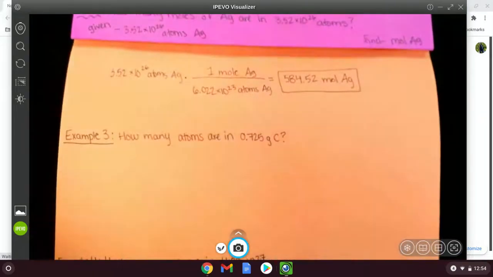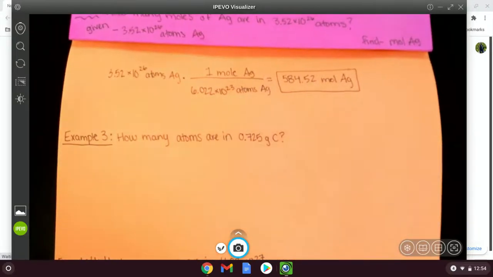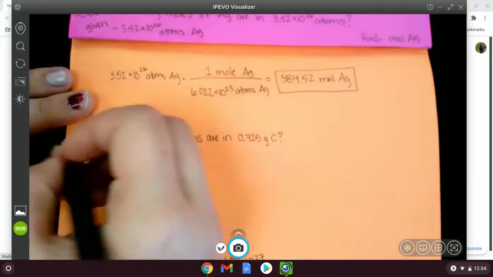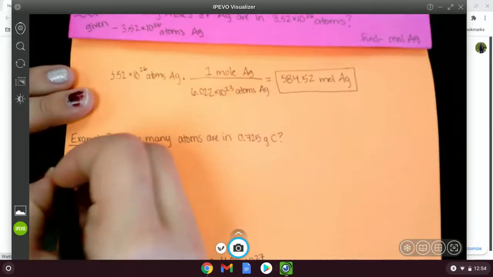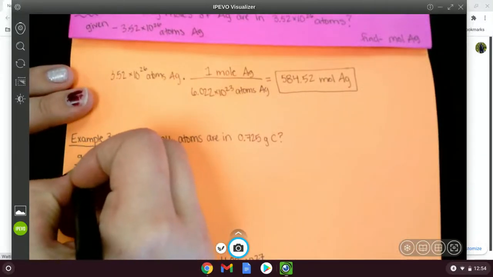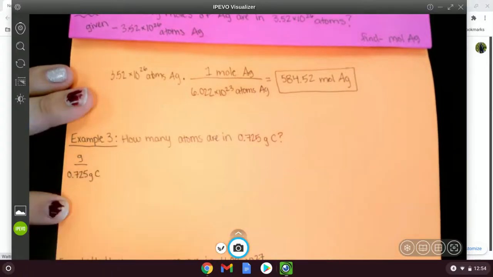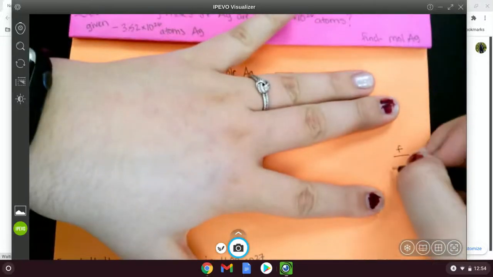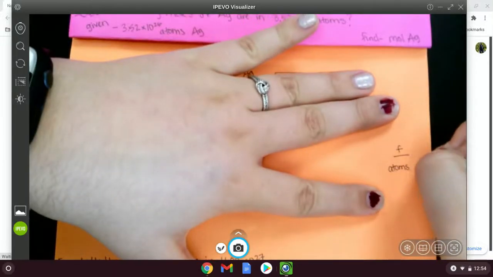Let's move on to example 3. For example 3, the question is how many atoms are in 0.725 grams of carbon? So, what is given to us in this problem? Notice, you can start these problems at any point. You can start by looking at the flow chart. You can start by setting up given or find. It doesn't matter. So given, we have 0.725 grams of carbon. And we're trying to find how many atoms. So find atoms of carbon.